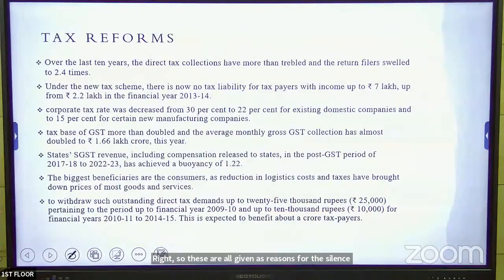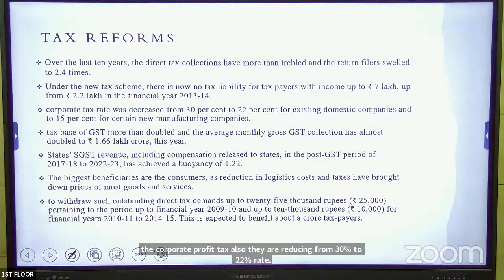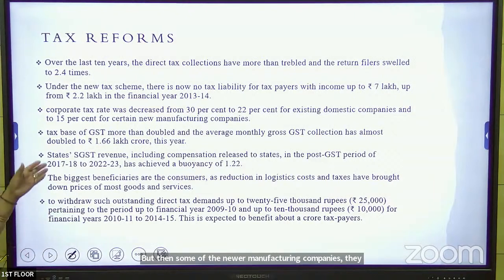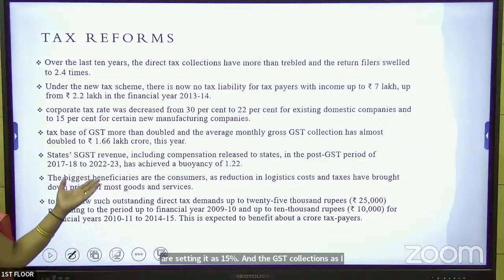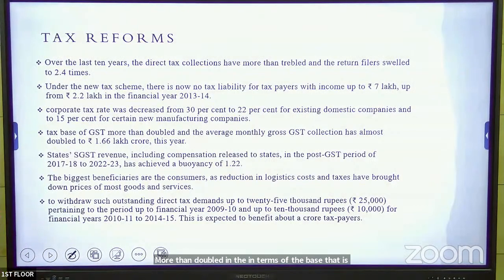And they've also mentioned some of the tax reforms, which I already mentioned: income tax has trebled, remember, but the threshold has become 7 lakhs. And corporate profit tax also they are reducing from 30% to 22%. For some of the newer manufacturing companies, they are setting it as 15%. And GST collections, as I told you, have also more than doubled in terms of the base. That is, many people have come into GST paying on the returns filing.